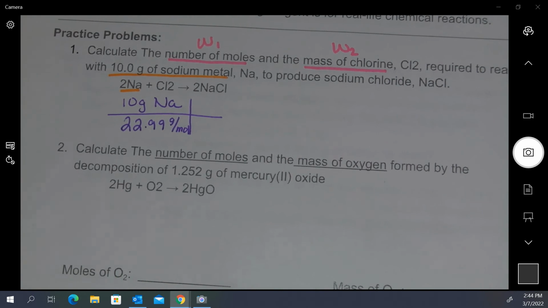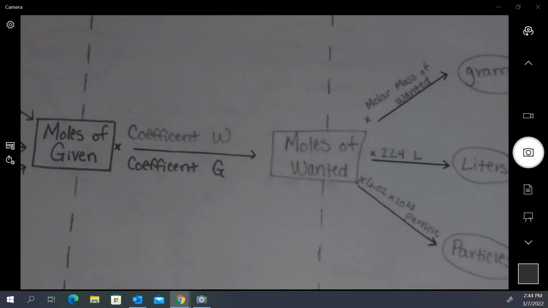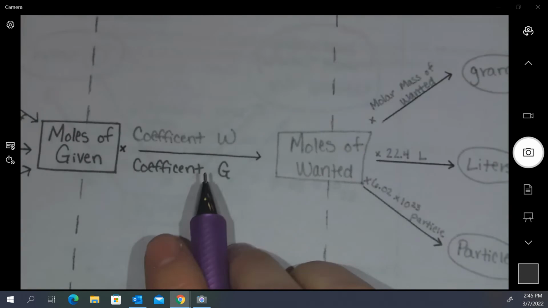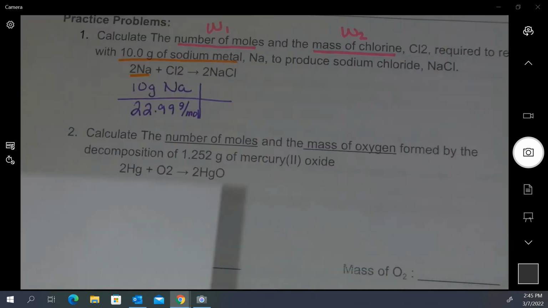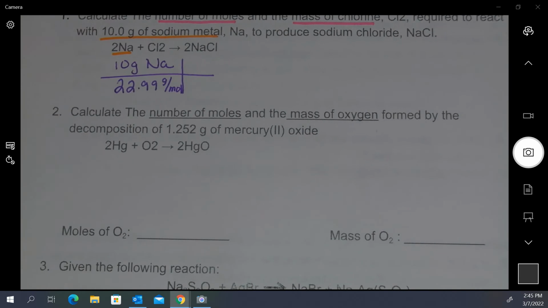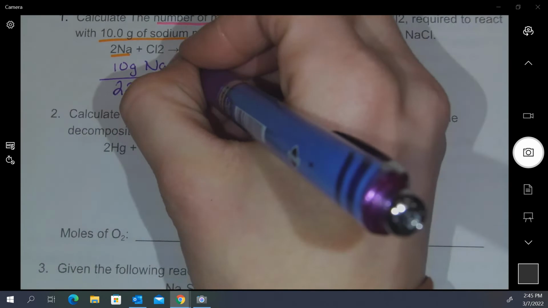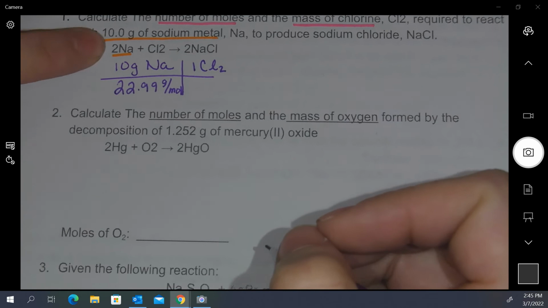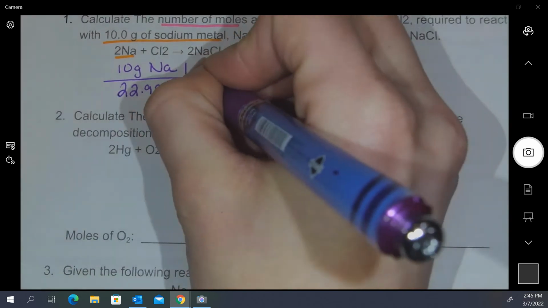Next, I want chlorine. So next I have my what ratio? What kind of ratio is this called? The mole ratio, coefficient want over coefficient given. All right, we want chlorine. So looking at our equation, chlorine has a 1 in front of it. So 1 Cl2. We were given sodium. Sodium has a 2 in front of it. So 2 Na.